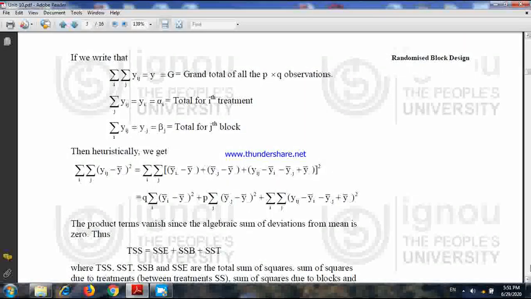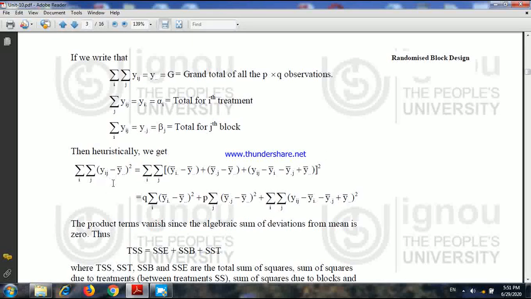Next, see what happens. If we simply write double summation Yij equals y dot dot equals G, G means the grand total of all these pq observations, and summation Yij summed over j is yi dot, summation Yij summed over i is y dot j. We have also done this in two-way ANOVA.